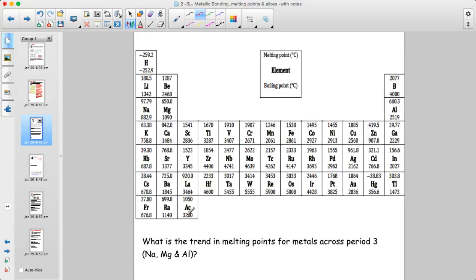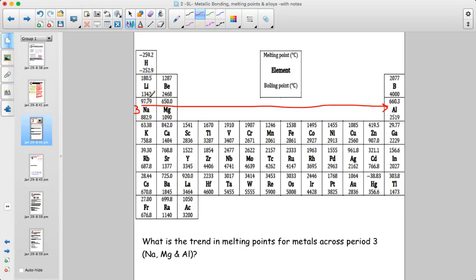The first one is, what is the trend in melting point for metals across period 3? Period 3 means row 3 of the periodic table, starting with sodium. The metals are just sodium, magnesium, and aluminum, because after aluminum, you get to silicon. Silicon is a metalloid, in between a metal and a nonmetal, not considered a pure metal. So the only 3 elements you really have to talk about for this melting point trend are these 3.